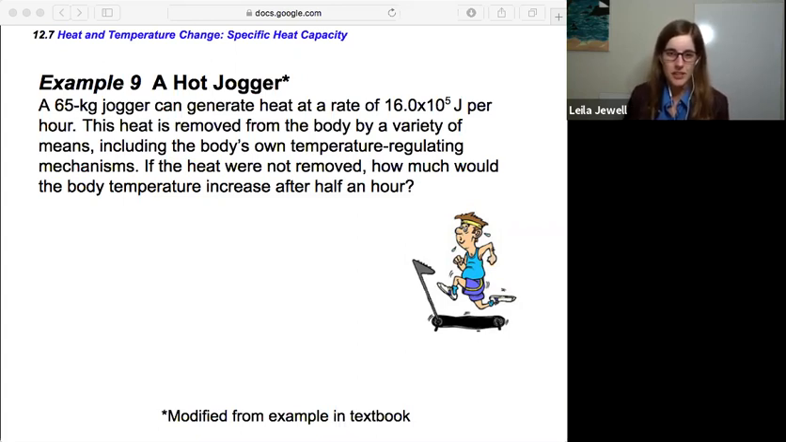So as we're paying attention to this, what does it tell us? Well, notice it gives us our mass, the 65 kilograms. It's going to be the mass. And it also gives us something with joules, but we have to be careful here because it's joules per hour. It does say that's heat, but it's heat at a rate. So that's more of a Q over t equal to 16 times 10 to the 5th joules per hour. We ultimately want to find how the temperature will increase. So that sounds like a delta T. And they give us a time, after half an hour.